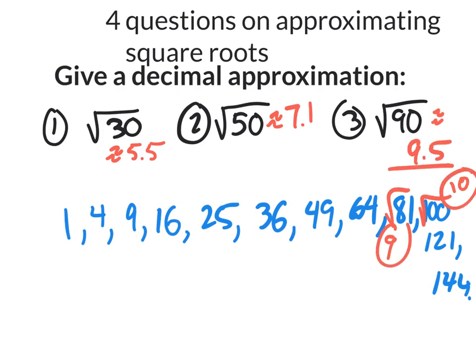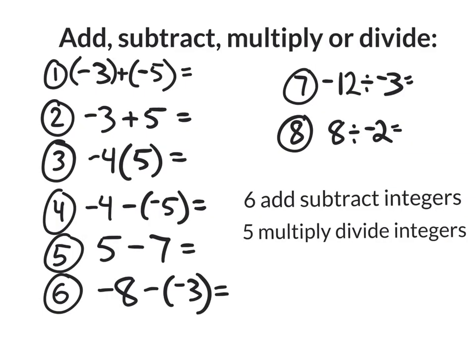Okay? So there's going to be 4 of those. I'm telling you exactly what's going to be on the quiz. And the last part of the quiz will be adding and subtracting and multiplying. 6 on adding and subtracting, 5 on multiplying and dividing. So you could go ahead and copy down this: 6 add, subtract integers, 5 multiply, divide integers. Okay, copy that down. And then write down these examples.